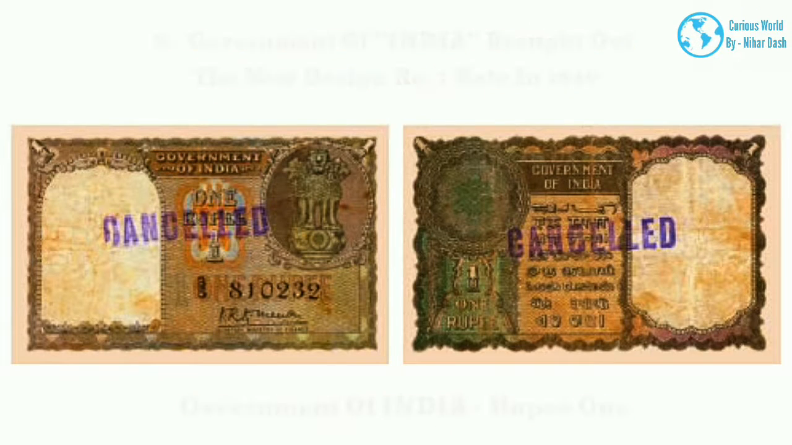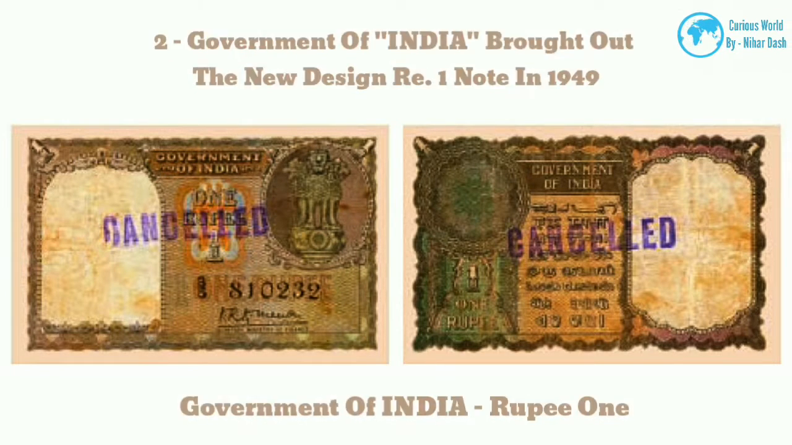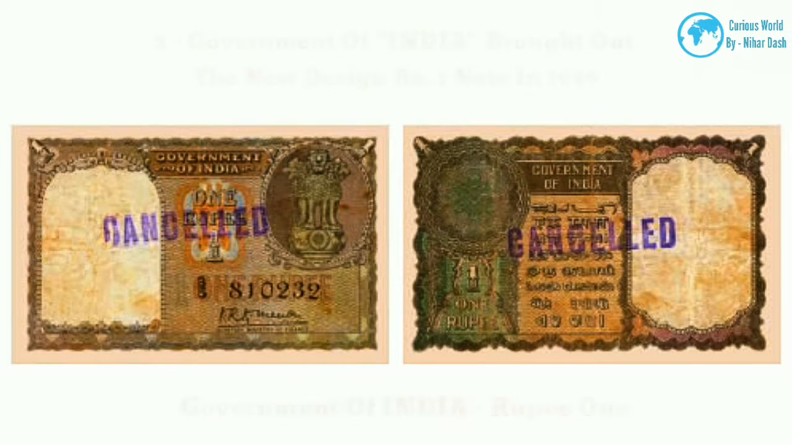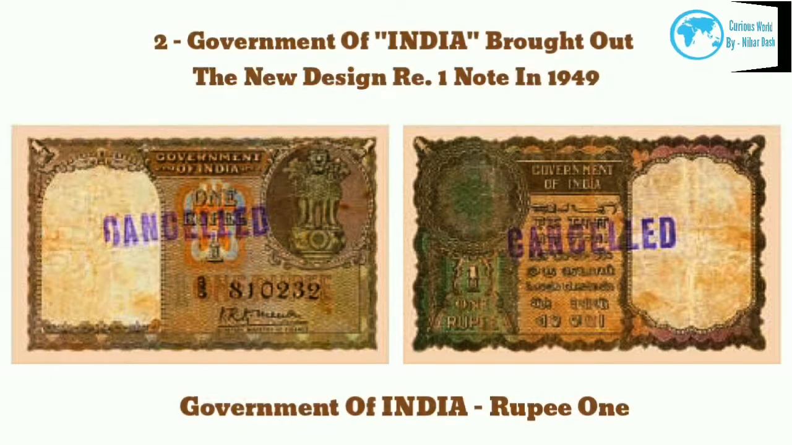Symbols for independent India had to be chosen. At the outset it was felt that the king's portrait be replaced by a portrait of Mahatma Gandhi. Designs were prepared to that effect. In the final analysis, the consensus moved to the choice of the lion capital at Sarnath in lieu of the Gandhi portrait. The new design of notes were largely along earlier lines.